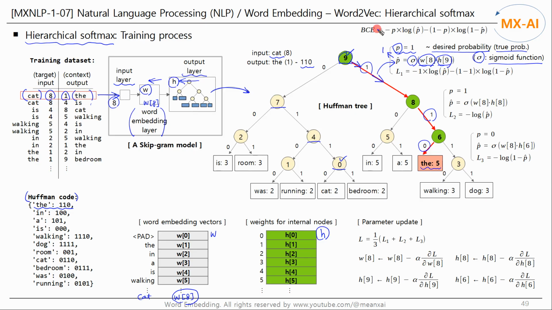Binary cross-entropy can be used as a loss function as follows. Since the true probability is 1, the loss function L1 becomes like this. Next, we calculate the probability of moving right from node 8. The loss function L2 is computed in the same way as above using W8 and H8.